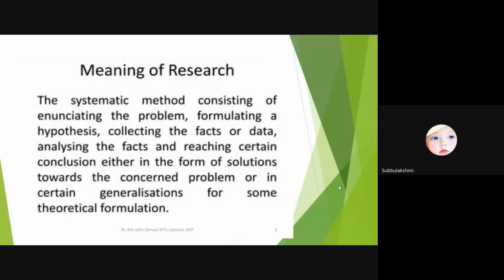A small definition: it is a systematic method where we enunciate a problem, formulate a hypothesis, collect data, and analyze the facts. Then we reach a conclusion in the form of a solution, which we correlate with the problem we focused on at the beginning, and we give our conclusion in certain generalizations or a theoretical formulation, right?